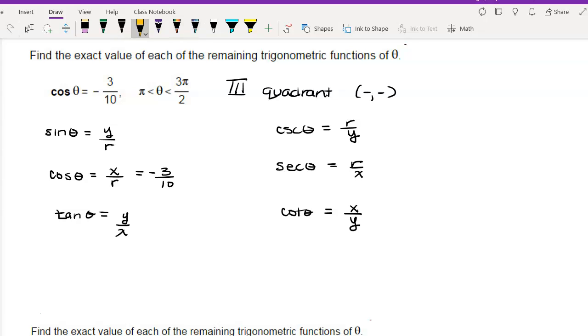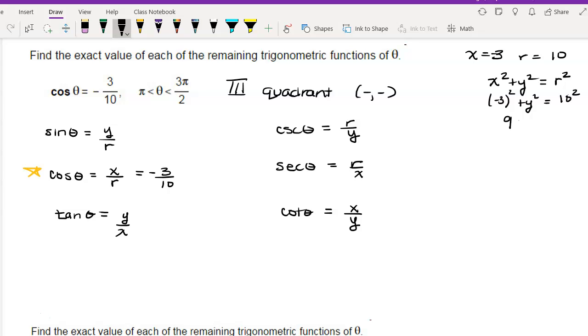Well, based on the fact that they gave us cosine theta is negative 3/10, that tells me x is negative 3 and r equals 10. So we're going to have to use the unit circle. X squared plus y squared equals r squared. Well, in this case, we have negative 3 squared plus y squared equals 10 squared. So 9 plus y squared equals 100. Y squared equals 91. So y equals the square root of 91.